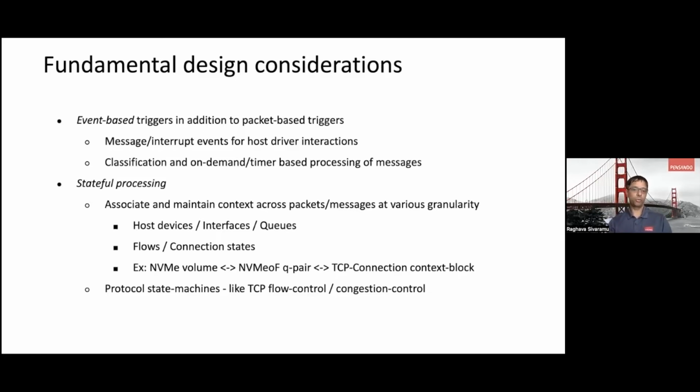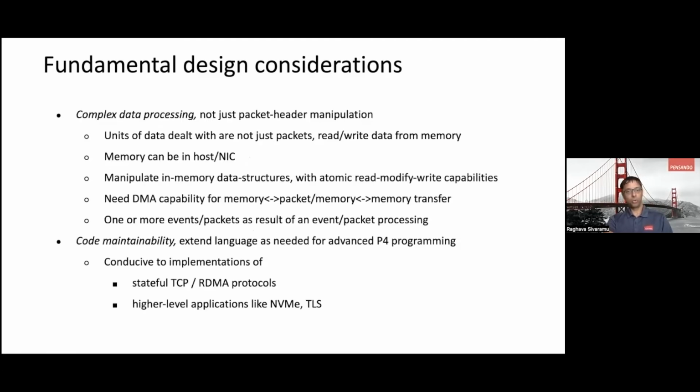And that would involve maintaining a lot more state in terms of the flow control and congestion control states for the TCP connections. What that means is the data processing is going to be more complex. You need to be able to read and write data from memory, where the user data could be in the host, but the data structure or state context that you maintain is in the NIC memory. And you need to be able to manipulate these data structures in memory at line rate, for example.